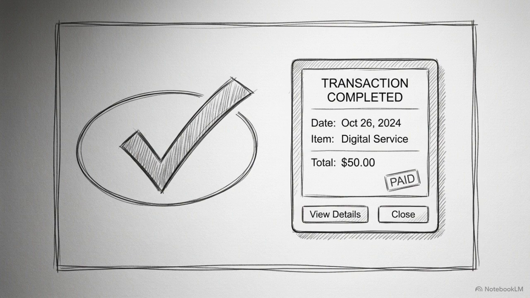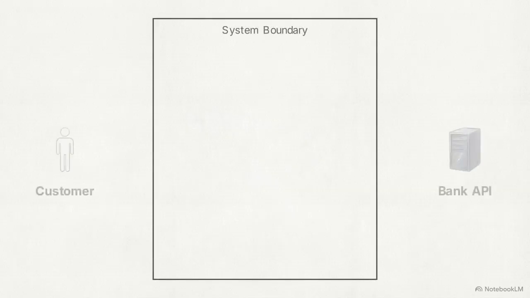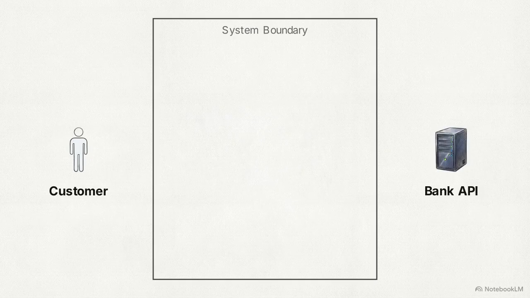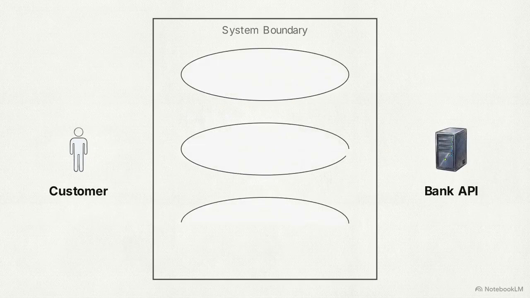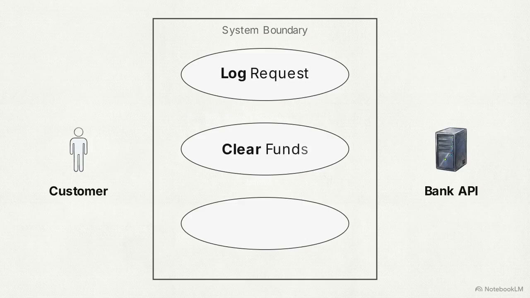Logically, each oval represents a specific sequence of actions that yields an observable, valuable result for an actor. UML enforces a strict grammatical rule for naming these functions. They must use a verb-noun format. Titles must be actionable. You cannot use passive nouns. The diagram demands commands like place order, process payment, or update inventory.